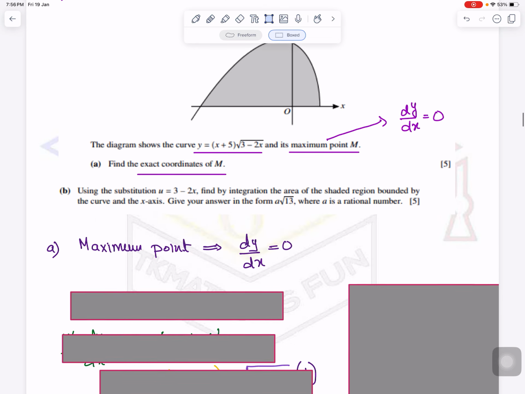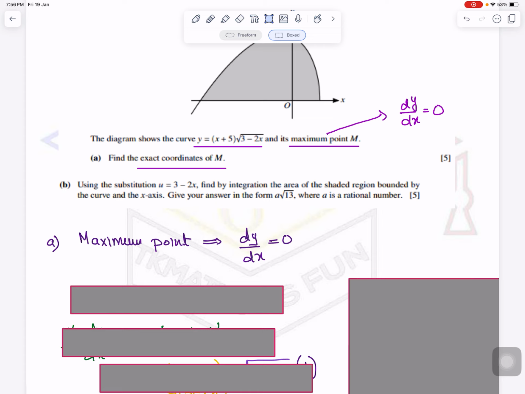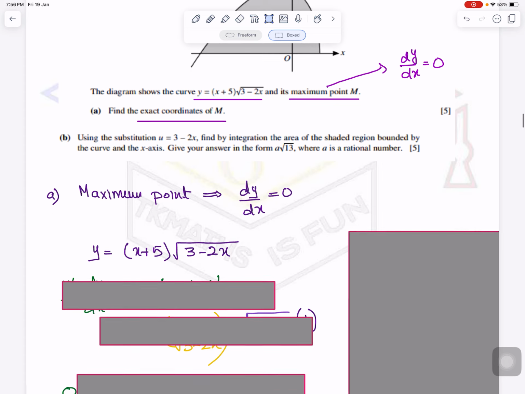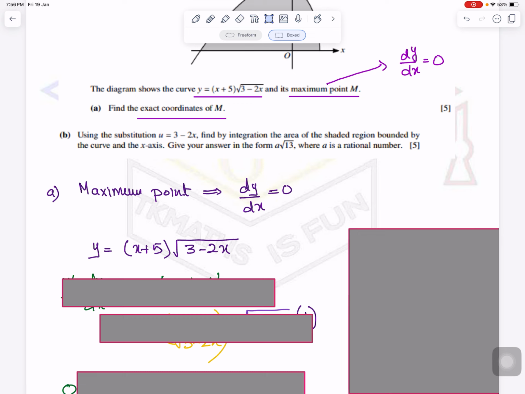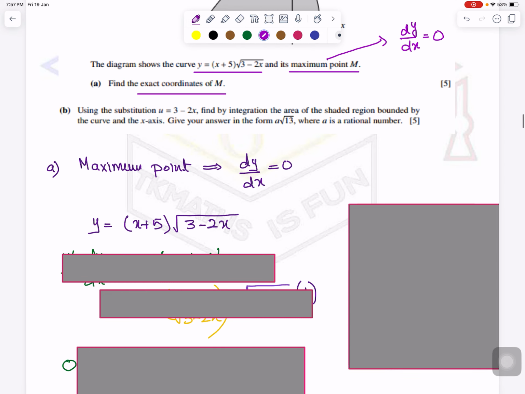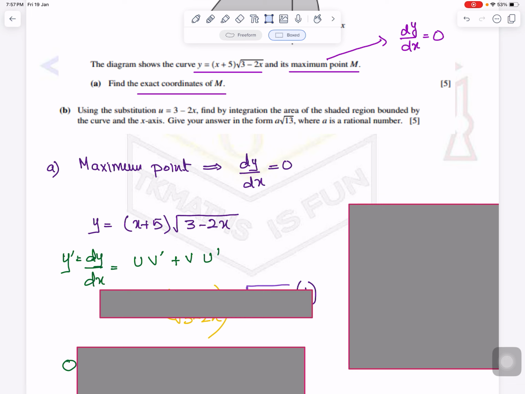Now we know that at the maximum point, the rate of change will be 0. After differentiating this equation, we will put dy over dx equals to 0. Now what comes to your mind? Which method will you apply here? Yes, two functions are multiplying, so we will apply the product rule here. Do you remember that formula? It is uv prime plus vu prime.